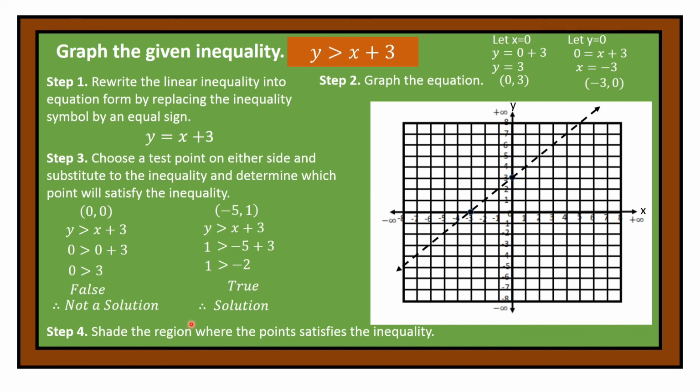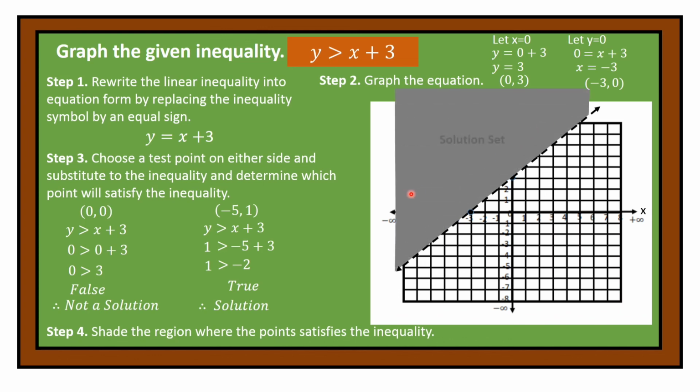Step 4, we're going to shade the region where the points satisfies the inequality. So, since negative 5, 1 ang nakapag-satisfy sa ating inequality at itong negative 5, 1 ay nasa upper half plane, ibig sabihin yan, ito yung ating magiging solution set.